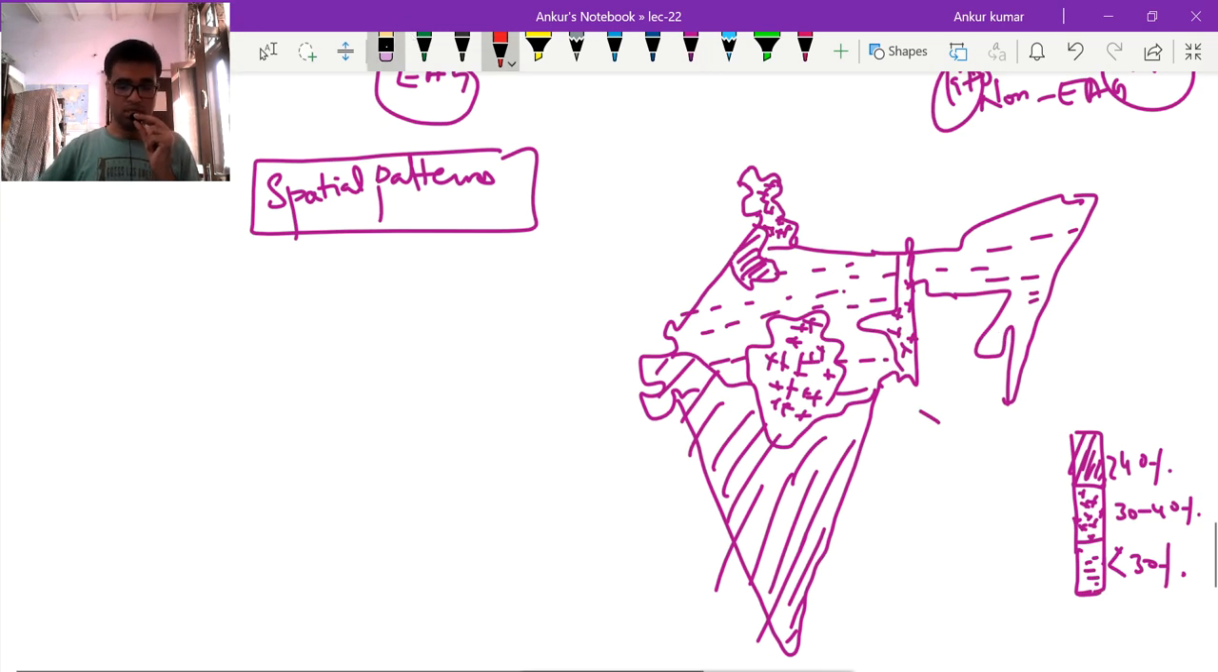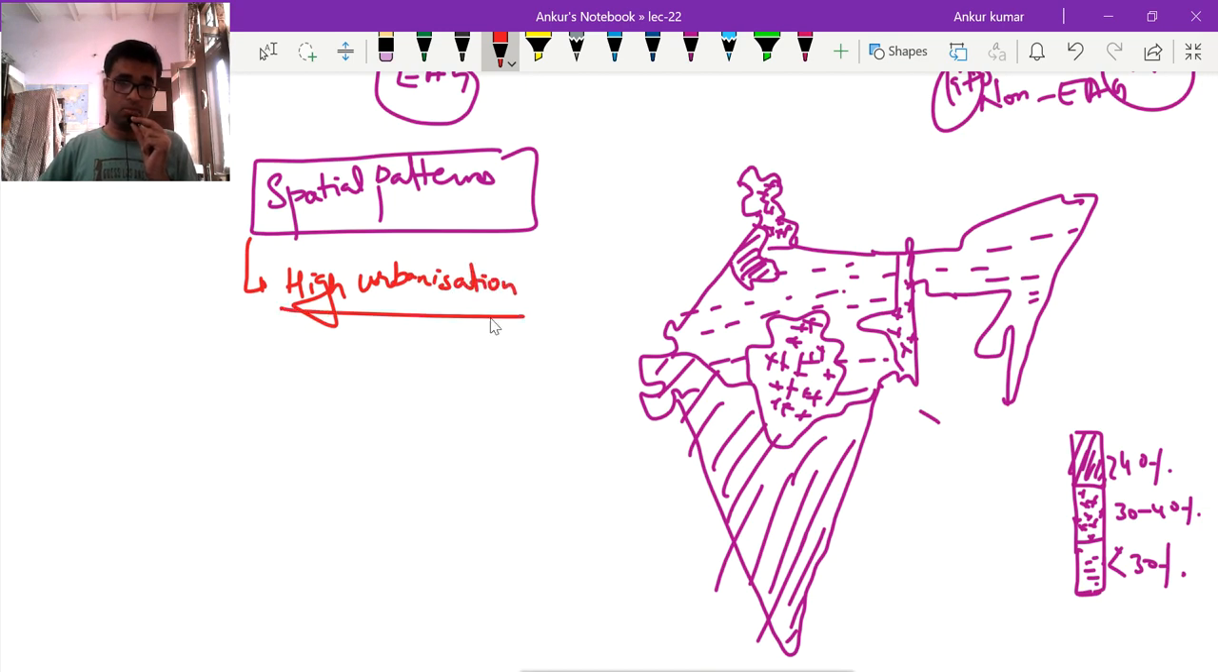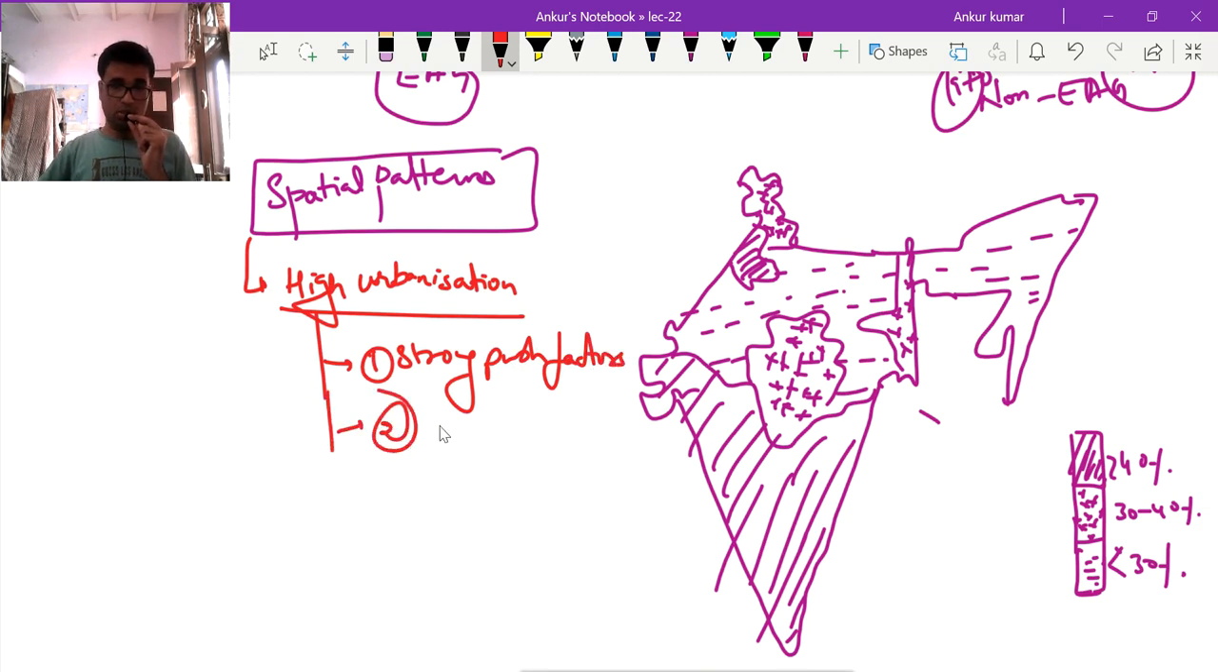Now let us explain the reasons for this. First of all, for the areas which have witnessed high urbanization, a few reasons can be written. For example, number one is strong push factors. Number two is in-migration.